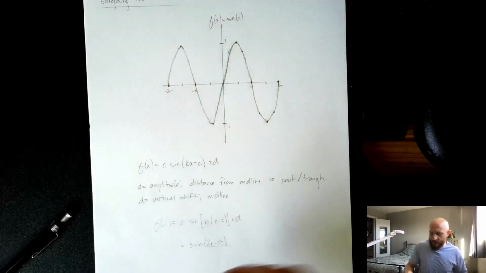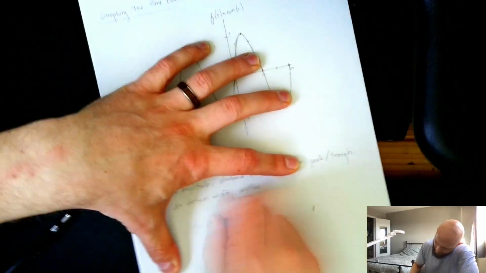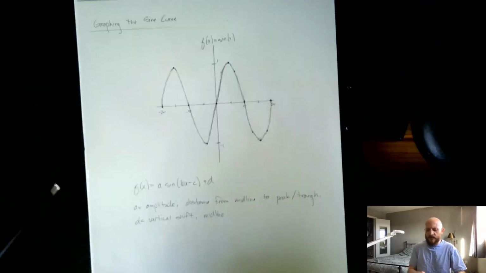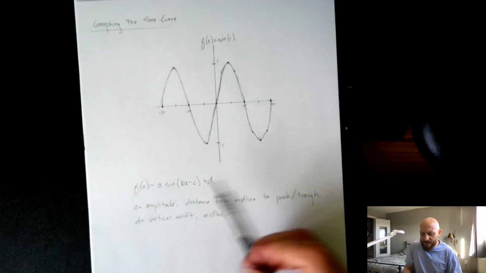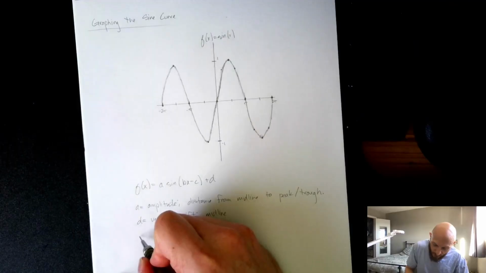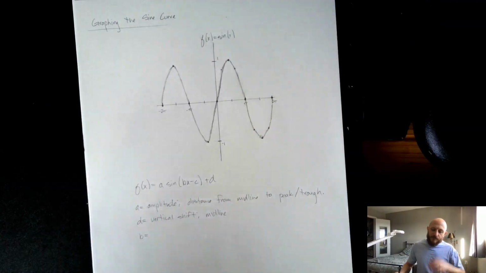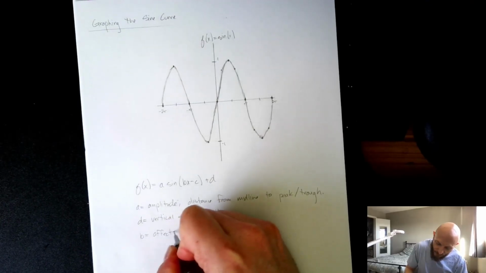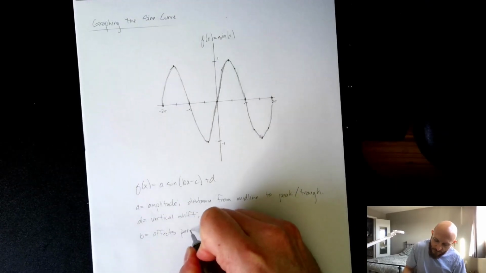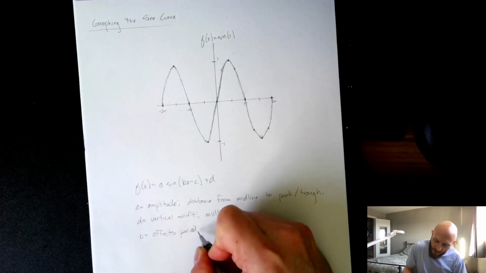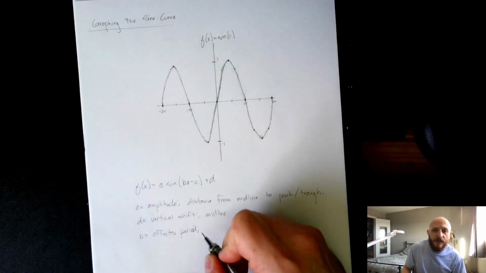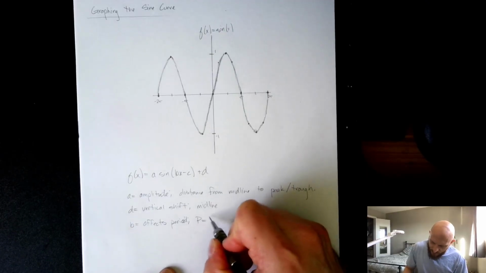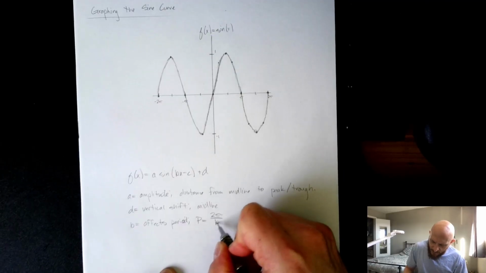All right, so let me erase all that because that's not the form that I want to play with. I want to play with bx minus c like this. So B, what does B have to do? B affects the period, and it directly affects the period. In particular, it affects it using the identity that the period is equal to 2 pi over b.